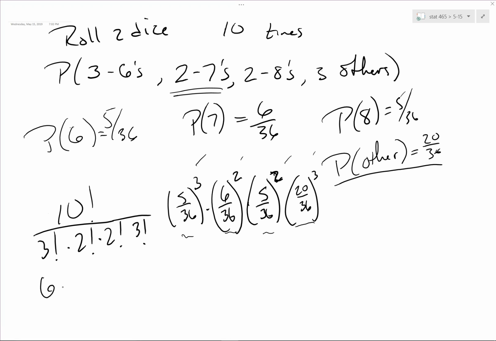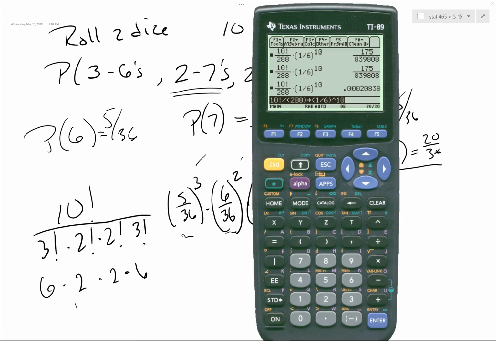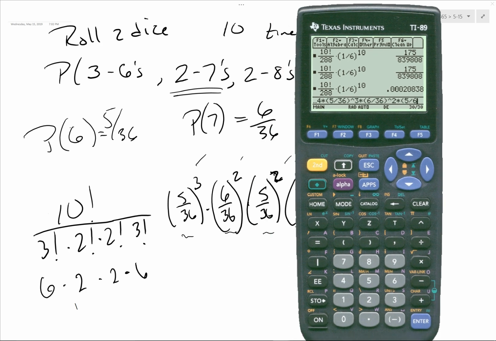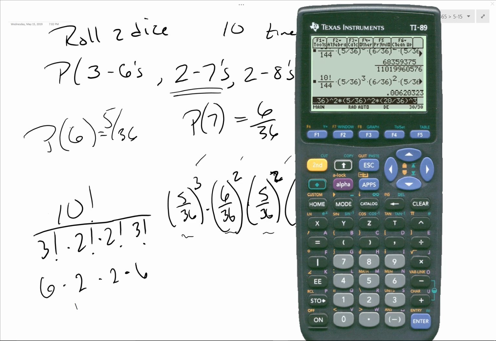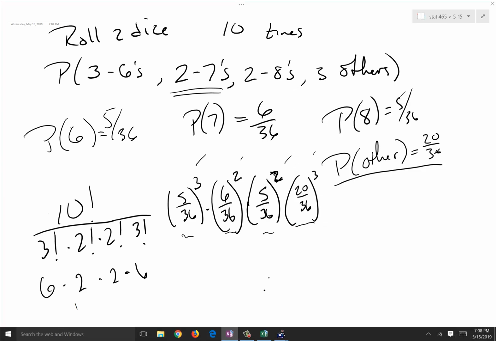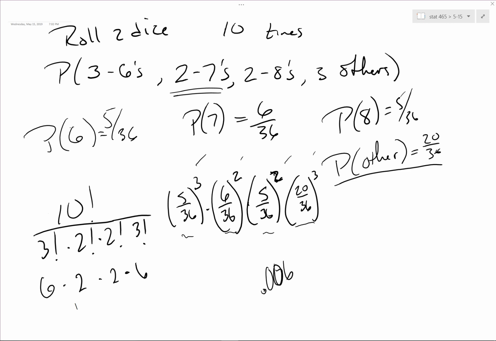Now, this is one of these deals where I'm lazy, so I just do this in my head. So it's 144. Yeah, good call. So it's 10 factorial divided by 144 times parentheses 5 divided by 36 to the third times 6 divided by 36 to the second times 5 divided by 36 to the second times 20 divided by 36 to the third power. I got that mess, which is something like 0.006. So, in other words, not very likely to happen, yes? It's kind of unlikely to happen. It's kind of weird.